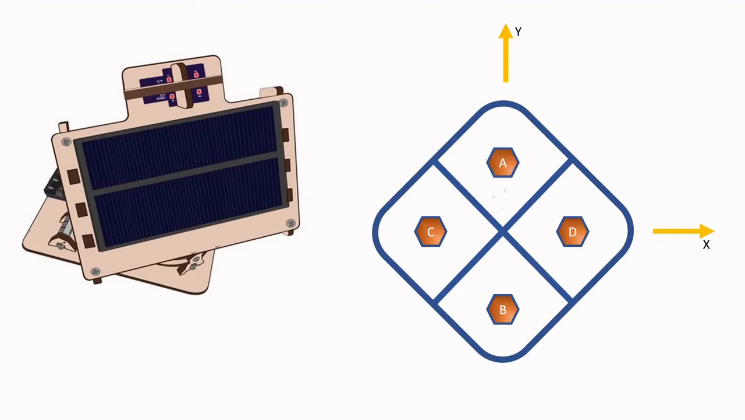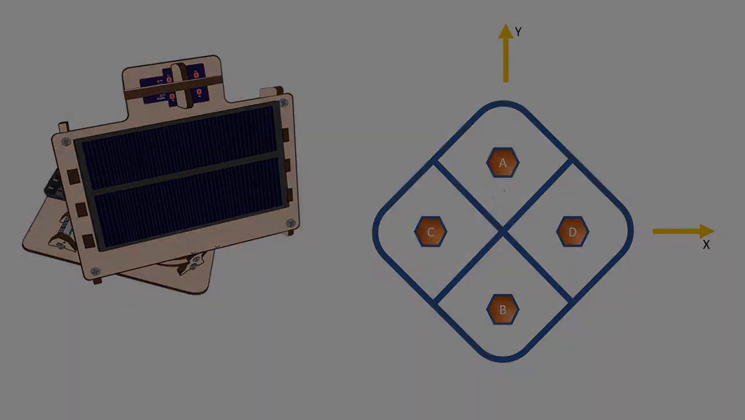Same as that, if the sun moves along the x direction, sensor C will get a shadow and the device will rotate around the y-axis. After some time, C will get sunlight back again and rotation will be stopped.